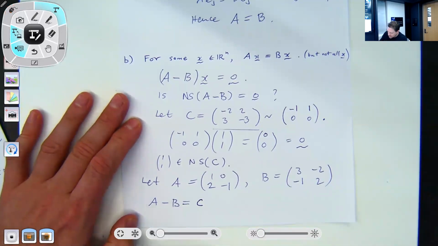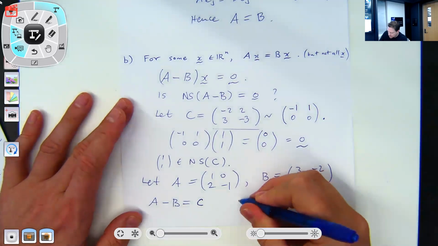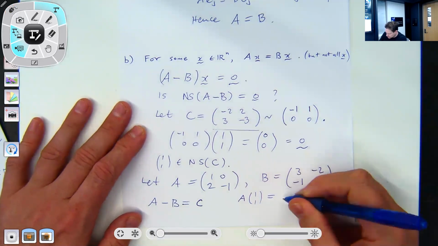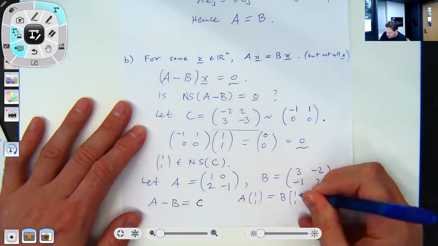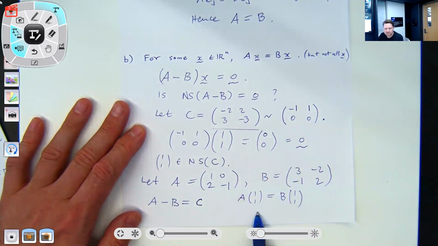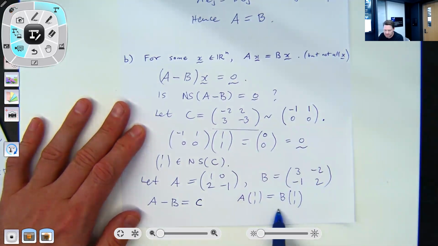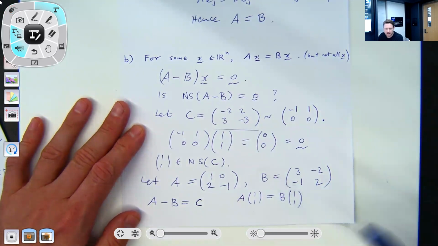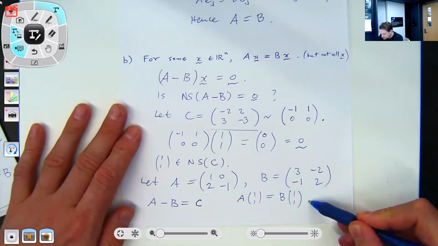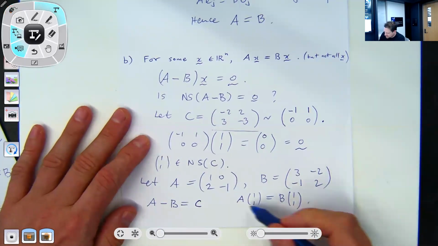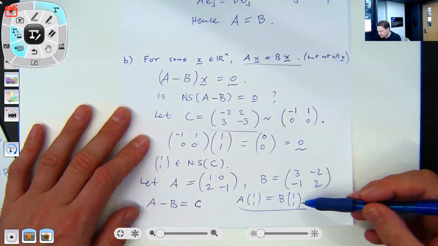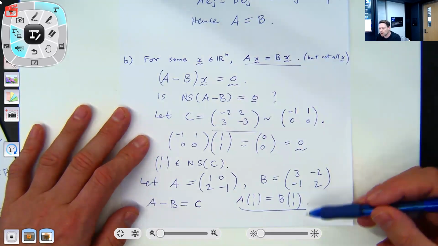Well, what we found is that A(1, 1) is equal to B(1, 1), because (1, 1) is in the null space of A minus B, right? And so you just rearrange this equation. You have A minus B times (1, 1) gives you the 0 vector. So this therefore holds. Okay, so we have an example of this right here, right? For some x, where x in this case is (1, 1), right?